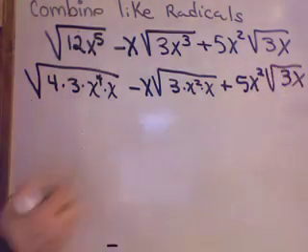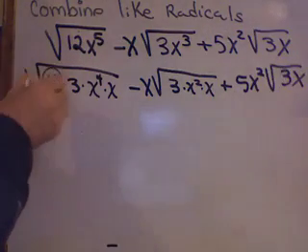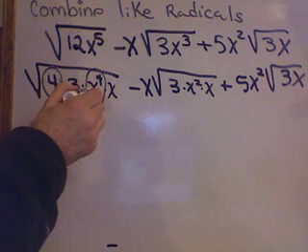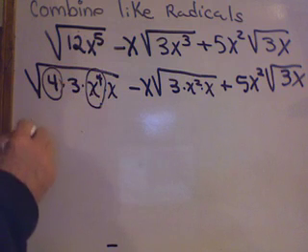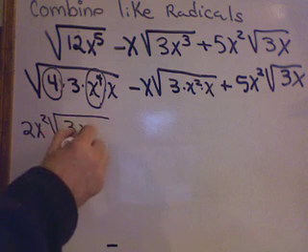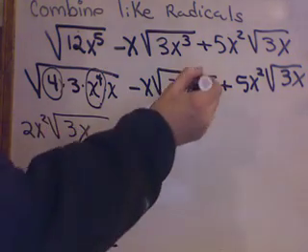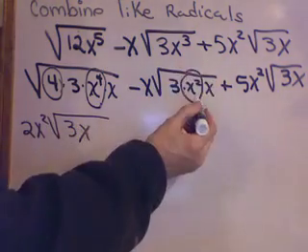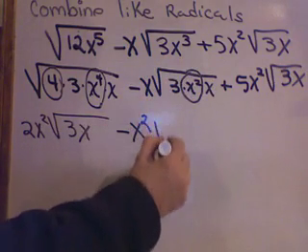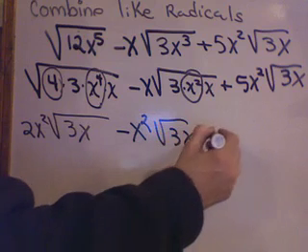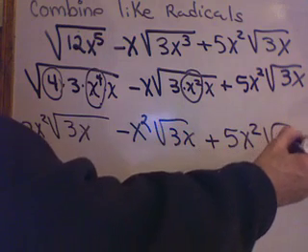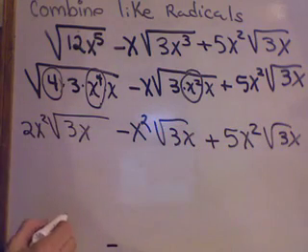Nothing can simplify there. Now, I have some perfect squares I can take out. Here I can take out a 2. Here I can take out x squared. So 2x squared, and what's left inside? 3x. All right, what about here? Oh, x squared comes out as an x, times it by that, minus x squared root 3x plus 5x squared root 3x. Now I have all like terms.